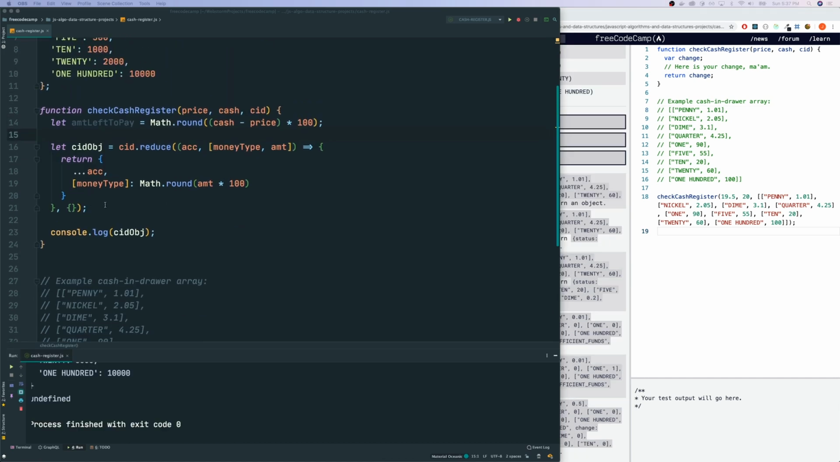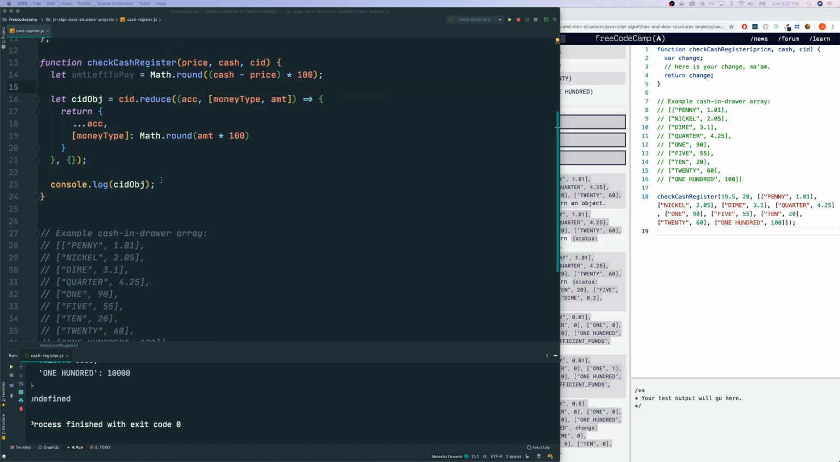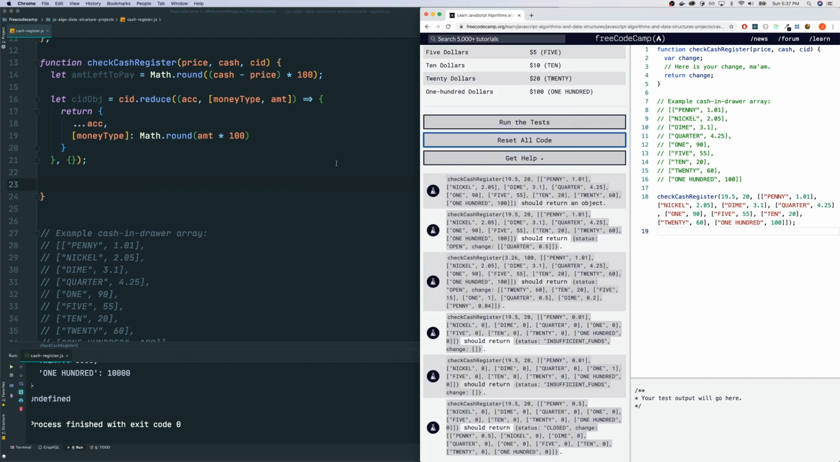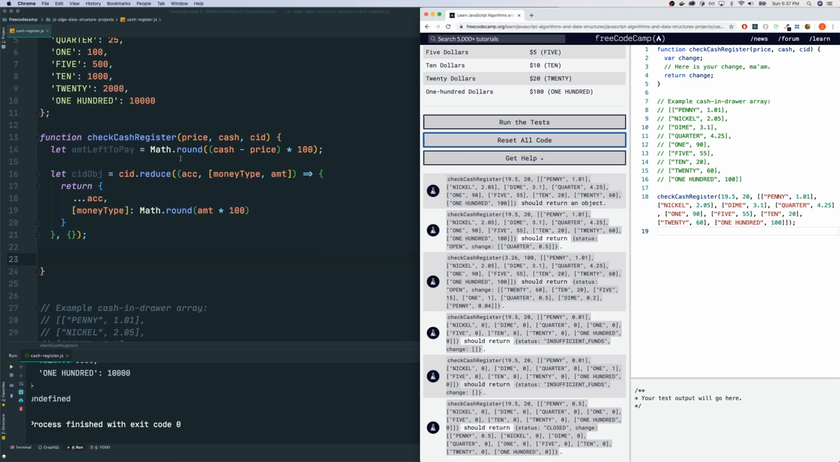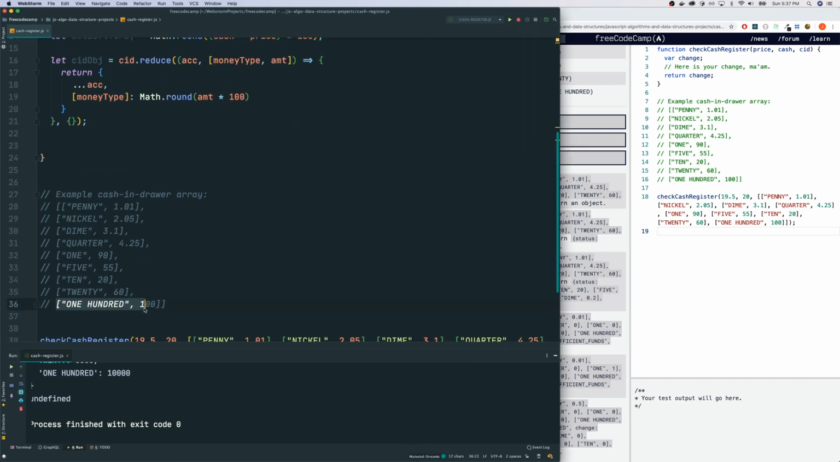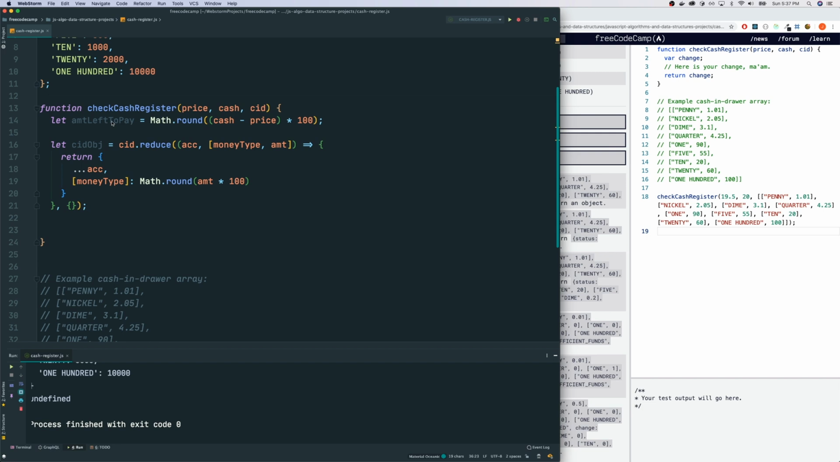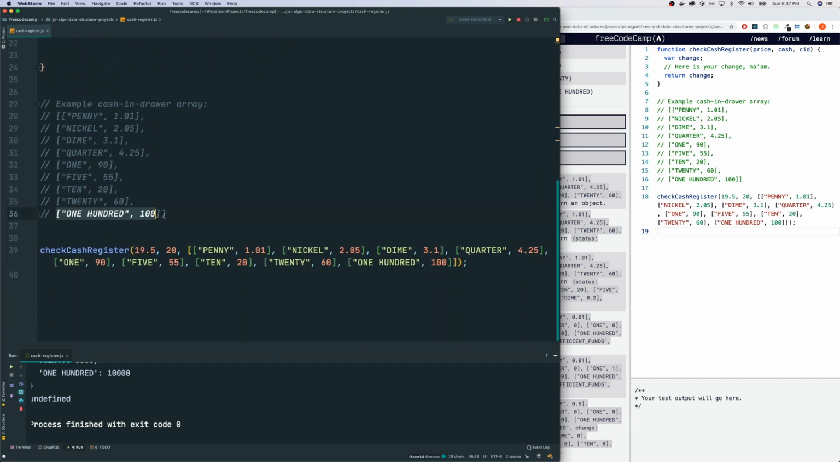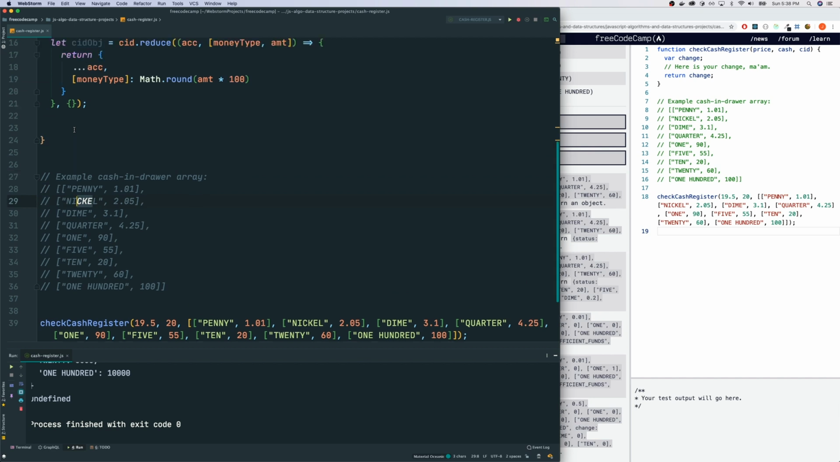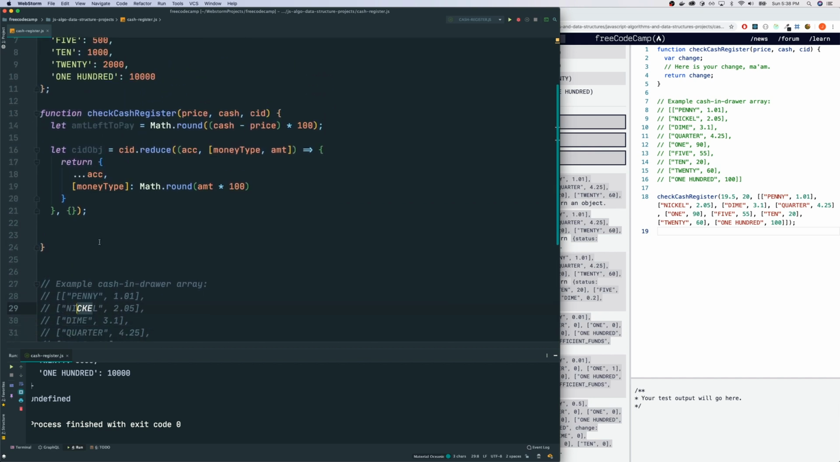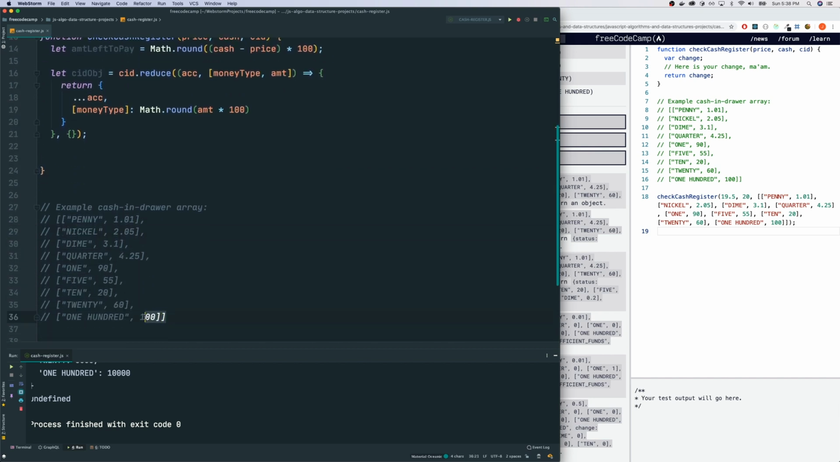We just created a CID object, and what we have to do now is go through each of our cash drawers, starting with the 100. We want to start subtracting from this amount left to pay, starting from the biggest denomination first. That's the word I was looking for this whole time, denomination. Also, technically, nickel's not a denomination, is it? I'm not sure. Okay, whatever. That's not the purpose of this course. So we want to start from the biggest denomination, keep on subtracting if possible.